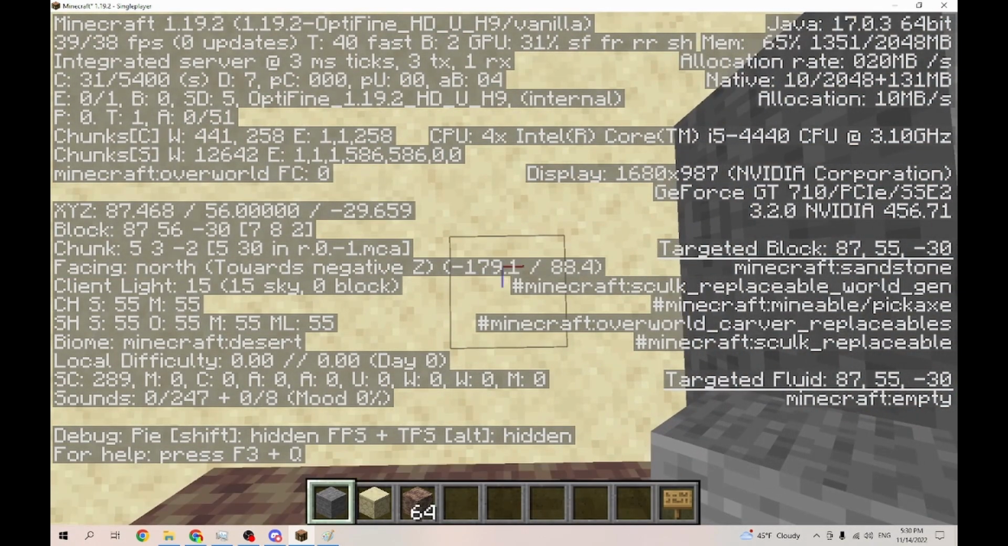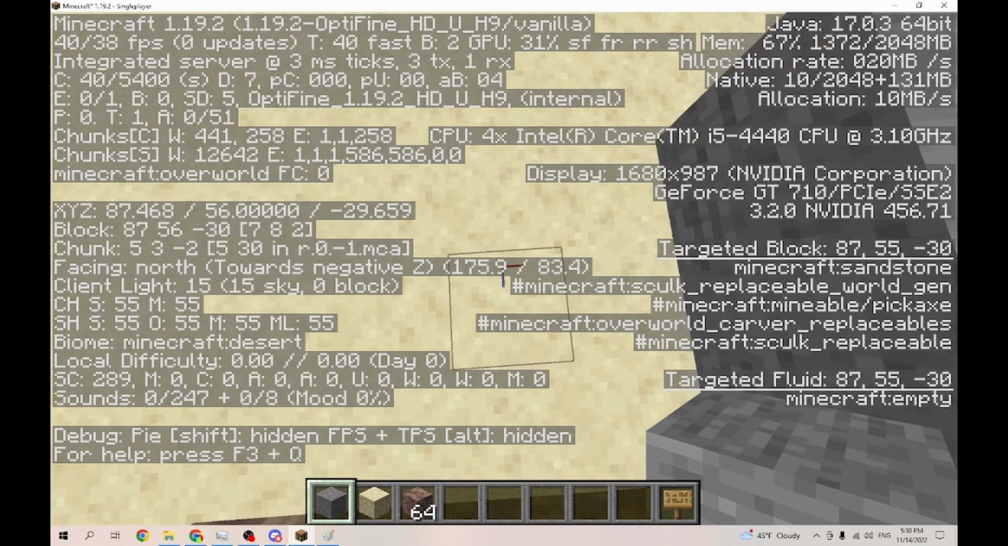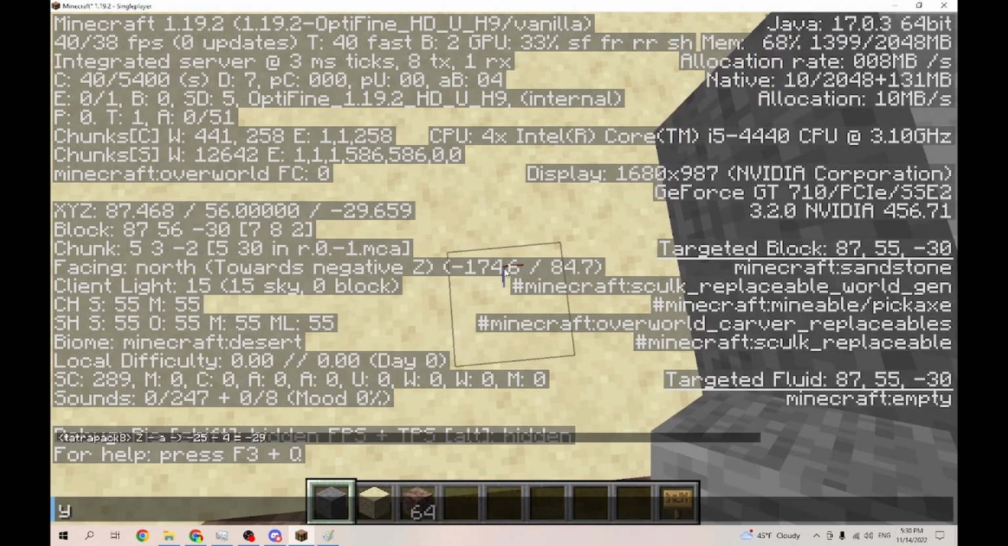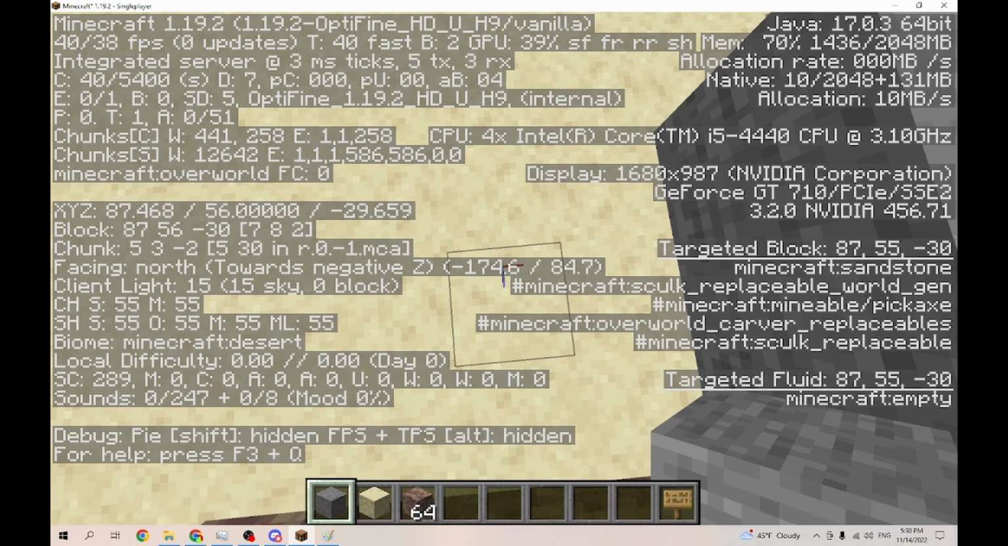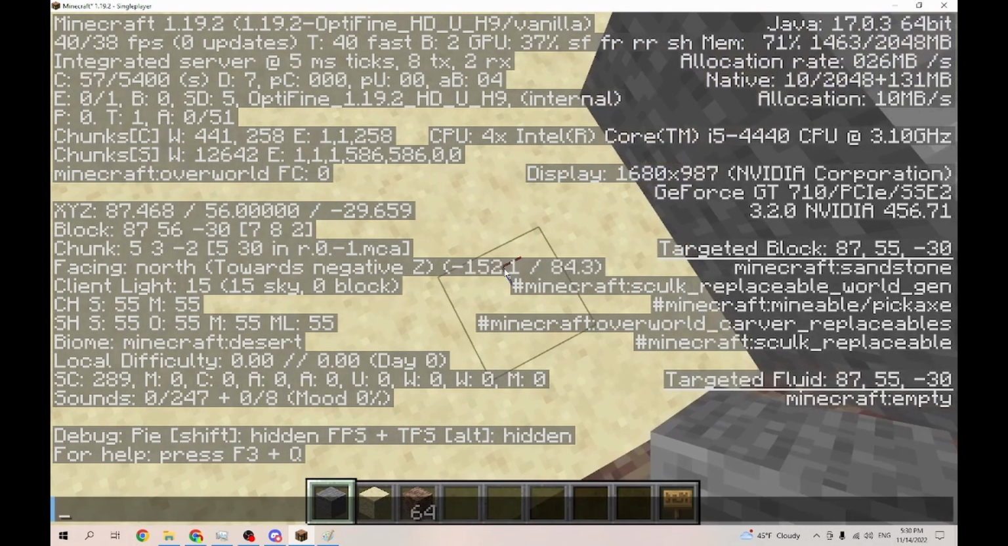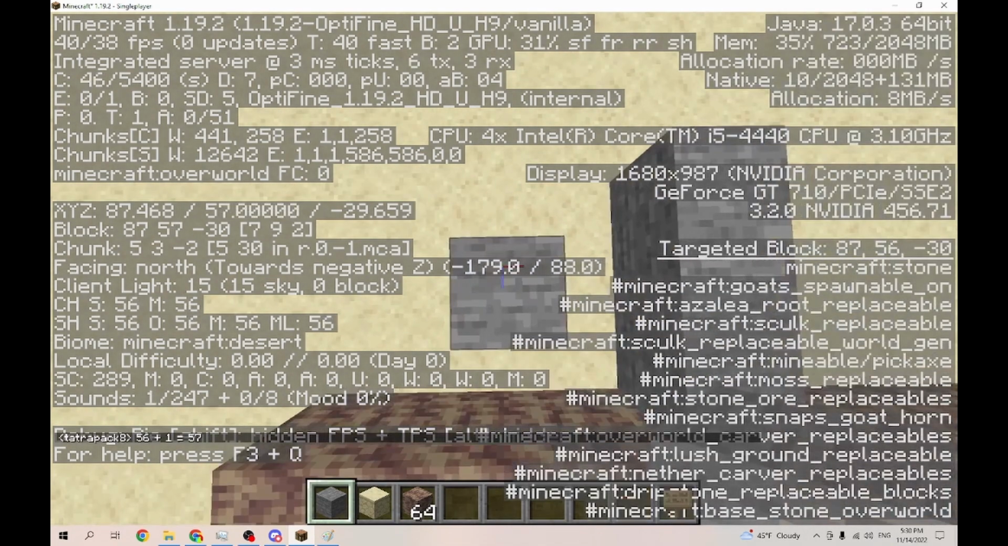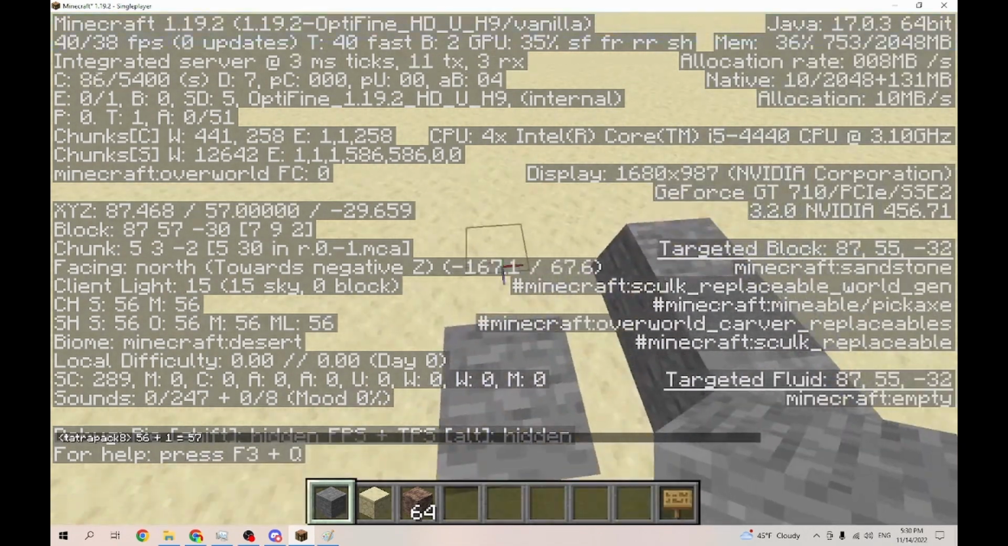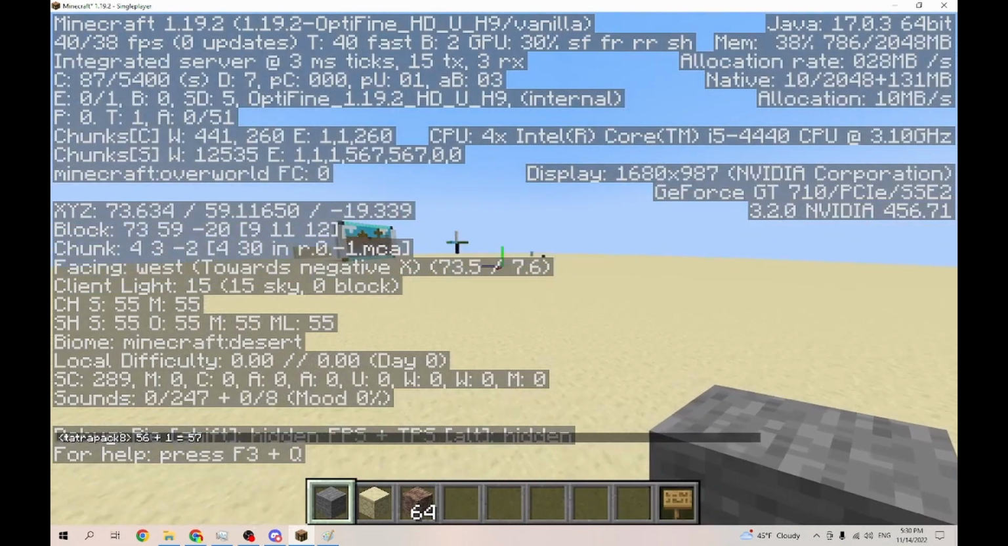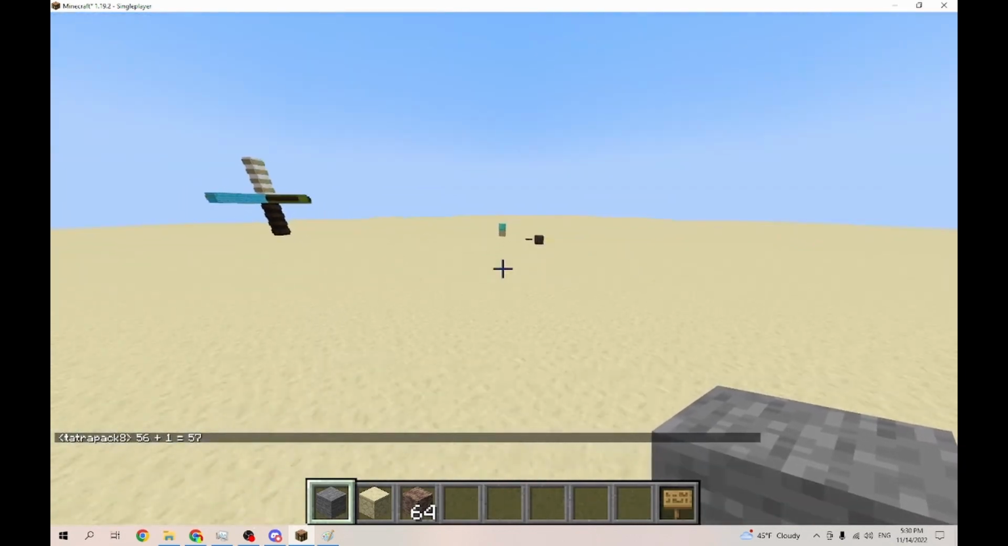And the same actually works for the Y coordinate, right? Y, remember, Y is height. So if I build 1 block up, it's going to be 56 plus 1, so I should be at 57, right? That's logical. So I'm at Y 57. Now let's actually do some tests with this.